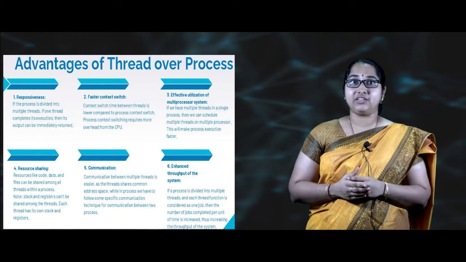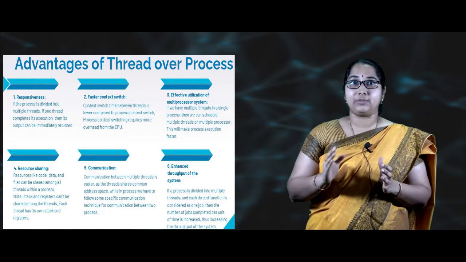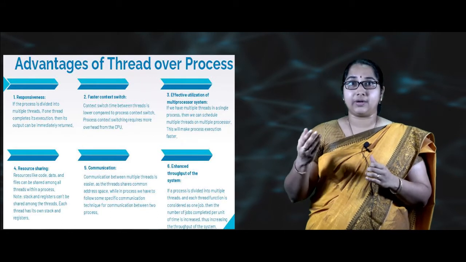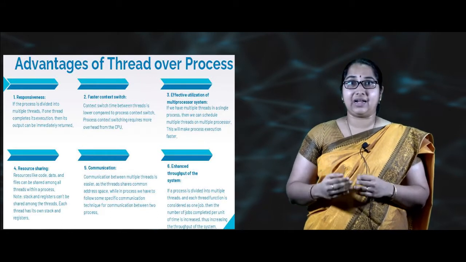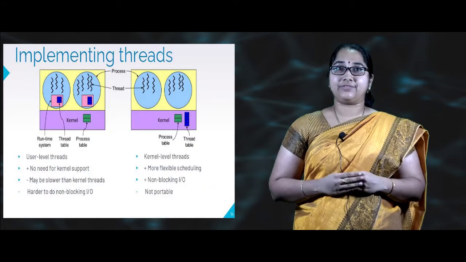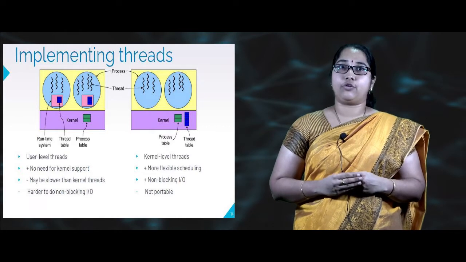The next advantage of threads over processes is better throughput. That is, when a process is divided into multiple threads and each thread is given a job, then the number of jobs handled at a time is increased and as a result the throughput is increased as compared to the process. Now that we have seen the differences between processes and threads, let us see various categories of threads.